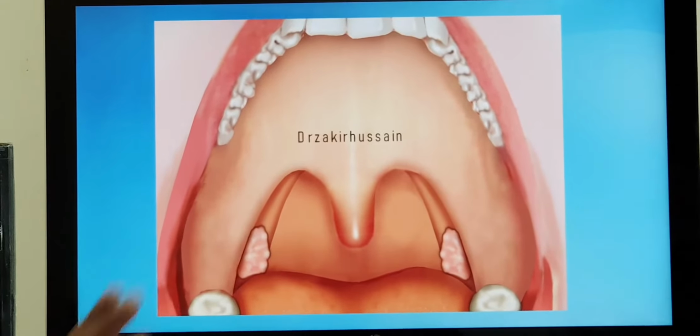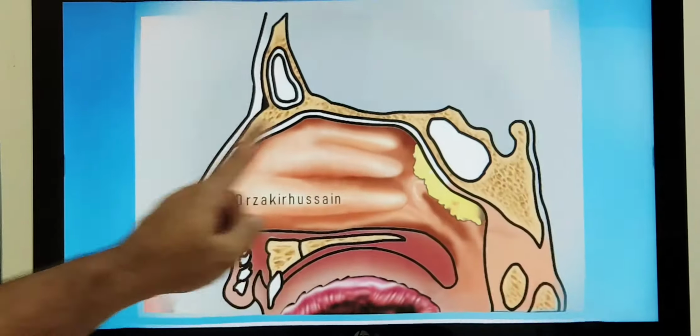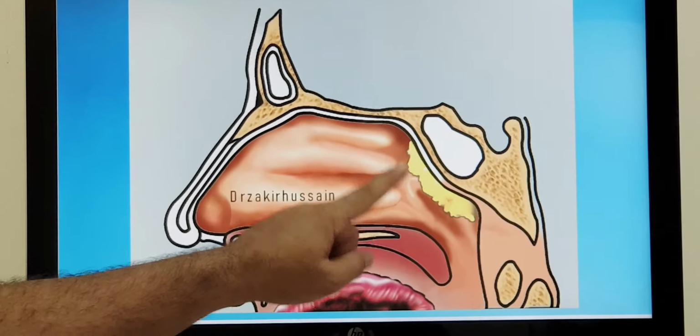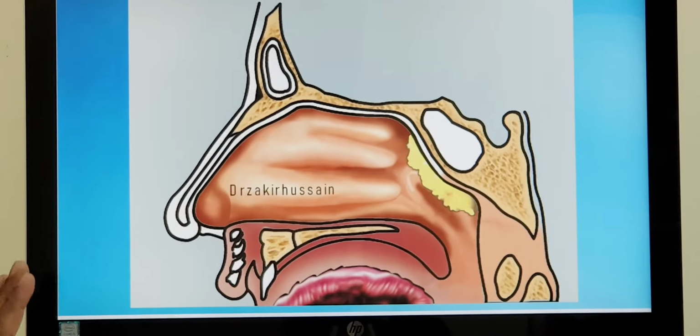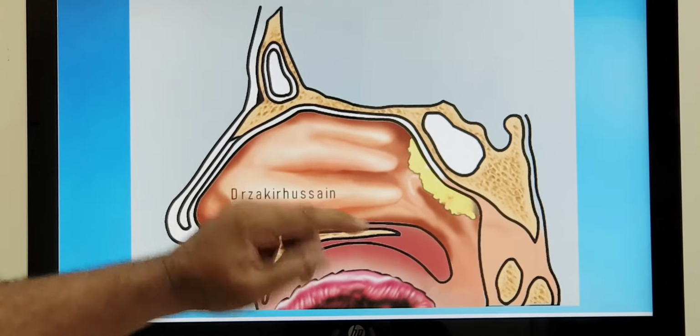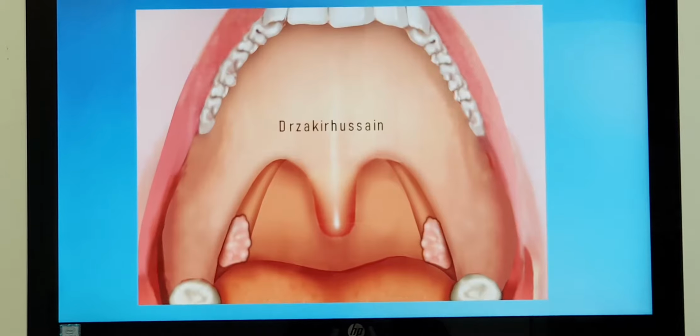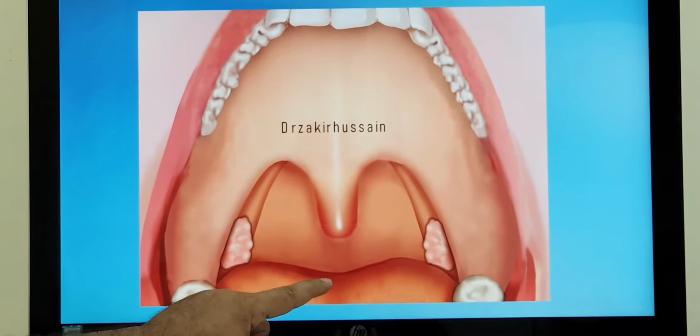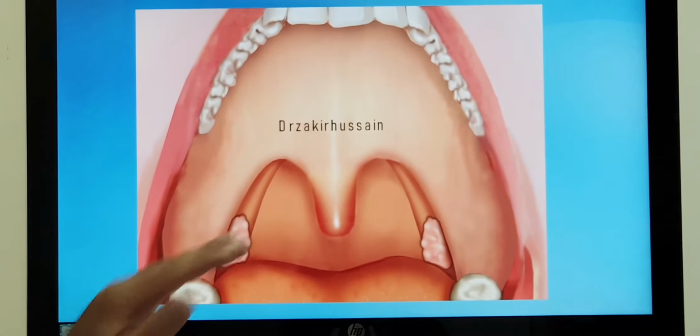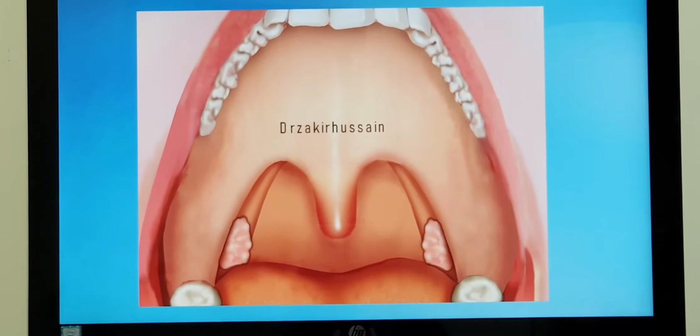With the same function, you have one more structure which is behind the nose. This structure is called as adenoid. So, any bacteria or virus which tries to enter through the nasal cavity, this structure will take care. Now, you have one more structure with a similar function which is seen in the posterior part of the tongue, which is called the lingual tonsil.